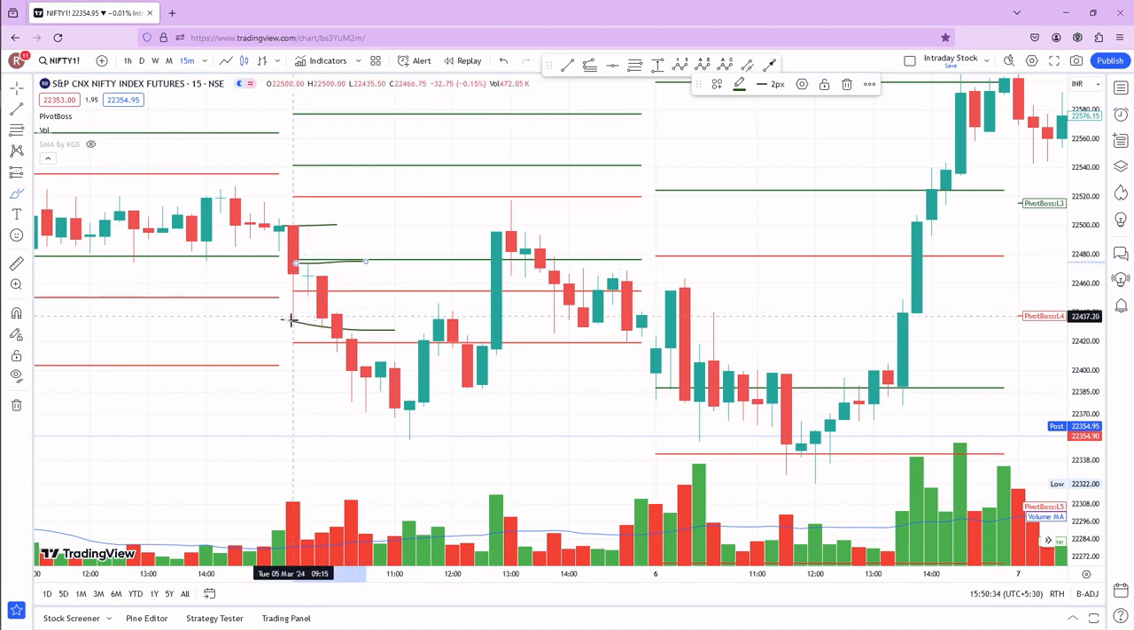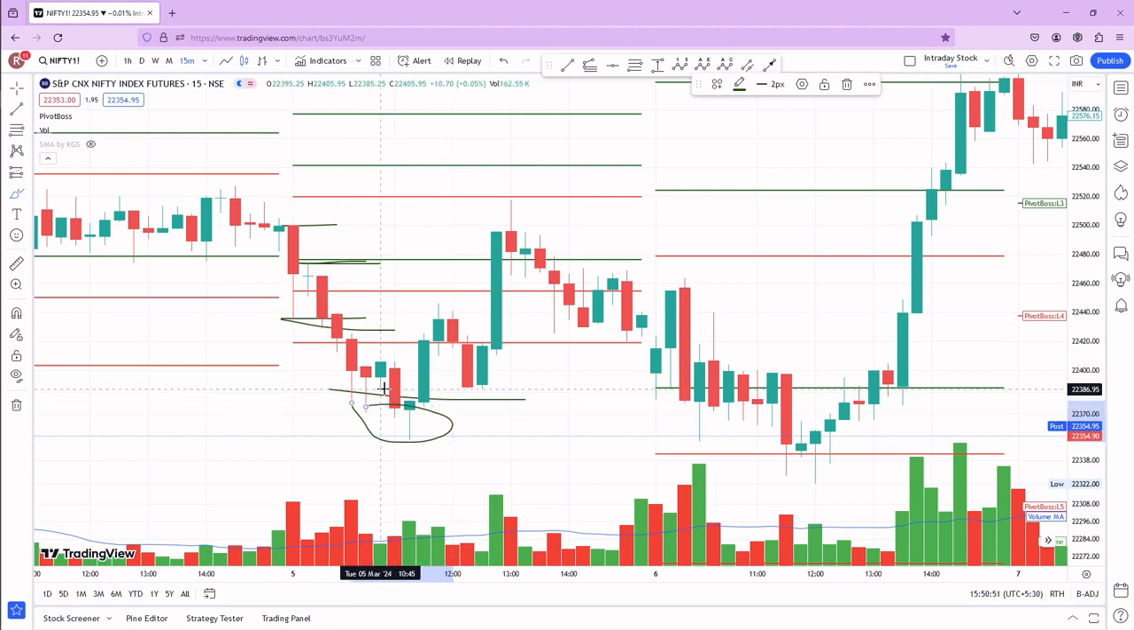Say for example, if you are taking an entry at this point and the stop loss at this point, your expected level is that it should go towards the 22,390 zone. So did it go or not? Yes, it has gone towards the 22,390 zone at this level itself. Furthermore, it has gone even more, but still we are happy with that.